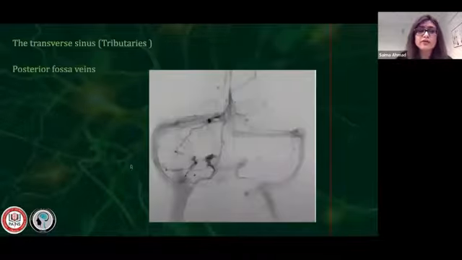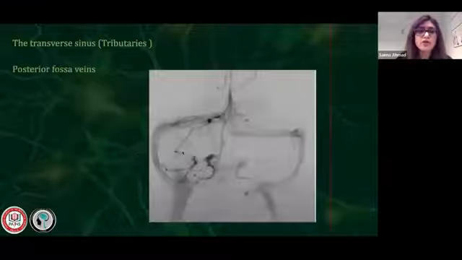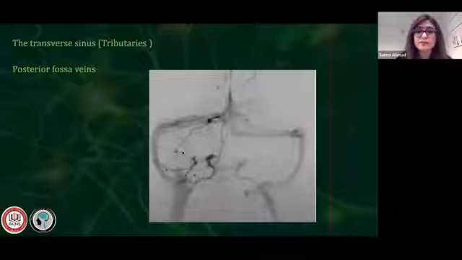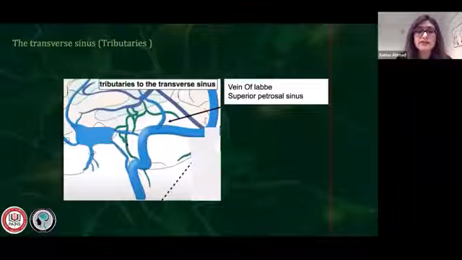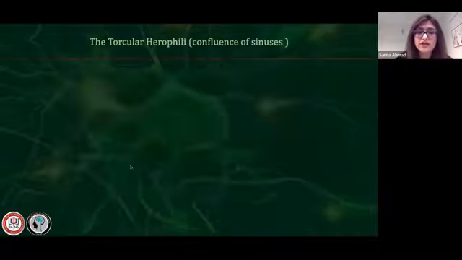Another tributary of the transverse sinus is the posterior fossa veins. We are not going to touch the posterior fossa veins because it is a separate talk. So again, the tributaries of the transverse sinus: it's the vein of Labbé, the superior petrosal sinus. Here is the cavernous sinus, and this is the superficial middle sylvian vein entering into the cavernous sinus, and this is the inferior petrosal sinus draining into the internal jugular vein. So we must know all these tributaries.